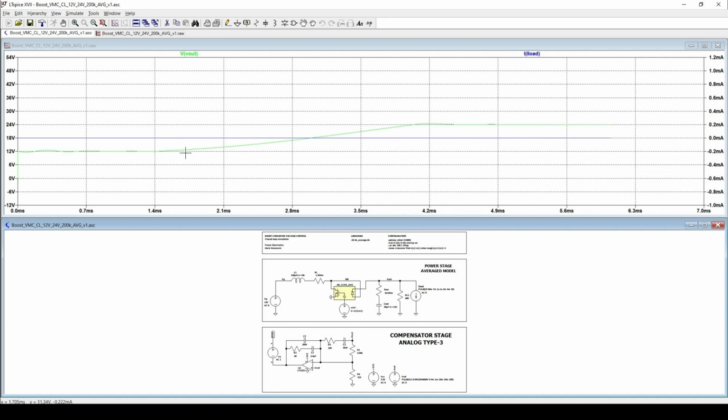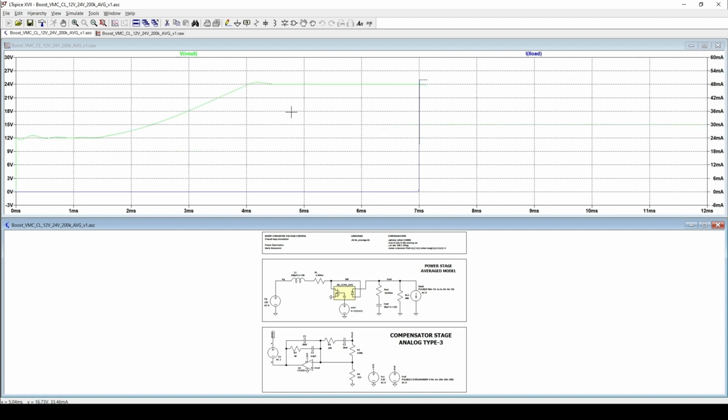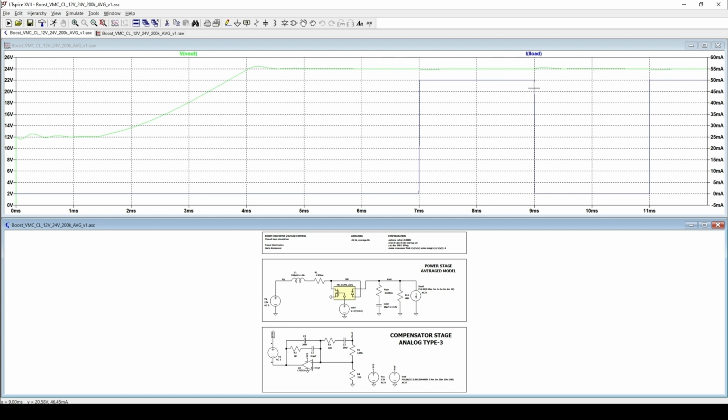But here you can see also during the startup that we have the ramp for our voltage, and we have just a small overshoot. Here you can observe at 7 milliseconds we apply the load step of 50 milliamps. And then after 2 milliseconds, exactly at 9 milliseconds, we disconnect the load, and in that case we only have 50 milliamps instead of 100 milliamps.